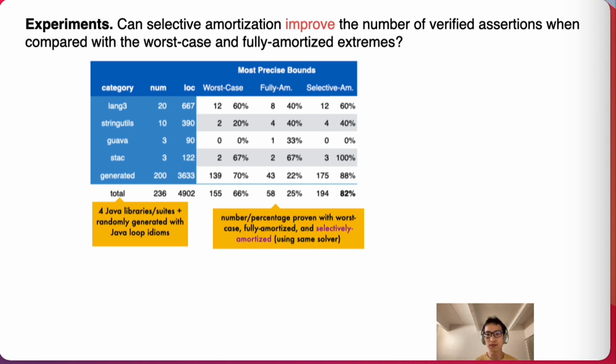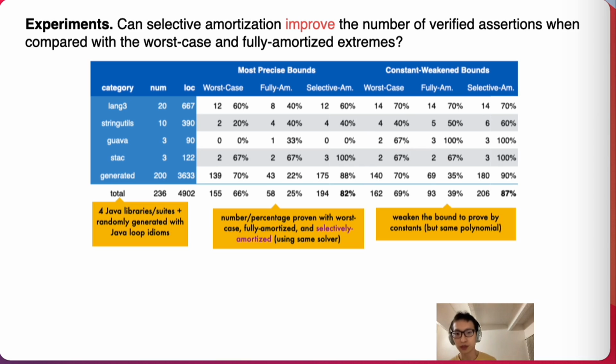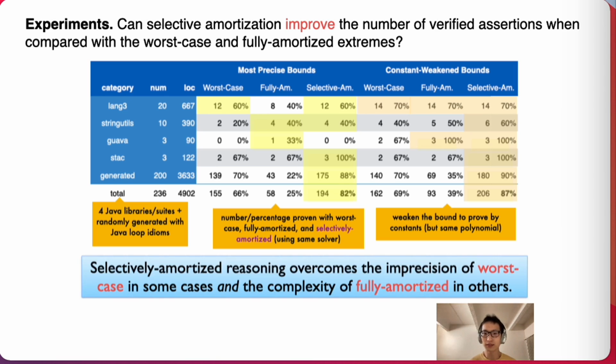reasoning, to try to prove the most precise bound. Then, we use another set where bound assertions are slightly weaker. We highlight the configurations that prove the most in each category, which provides evidence that selective amortization overcomes some imprecision of worst-case reasoning by proving more bound assertions. Meanwhile, selective amortization also reduces some complexity compared with fully amortized reasoning. Although fully amortized reasoning is theoretically more precise, it sometimes proved fewer bound assertions because its high complexity makes it more brittle.